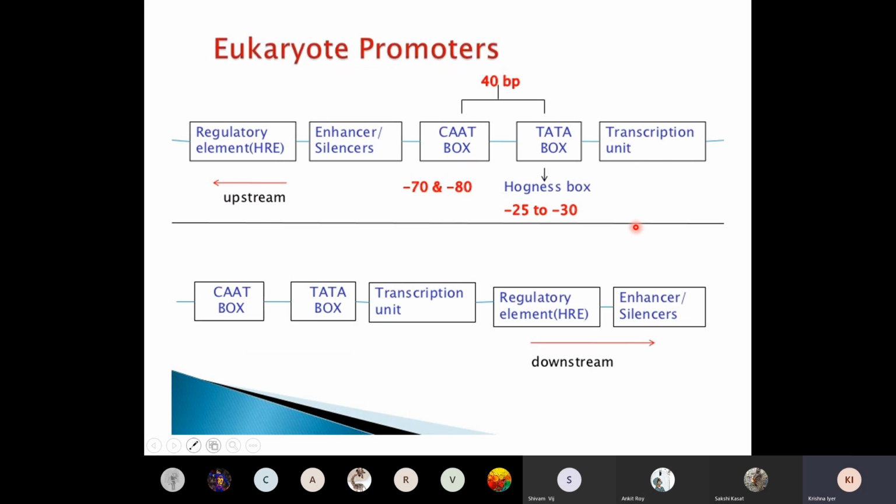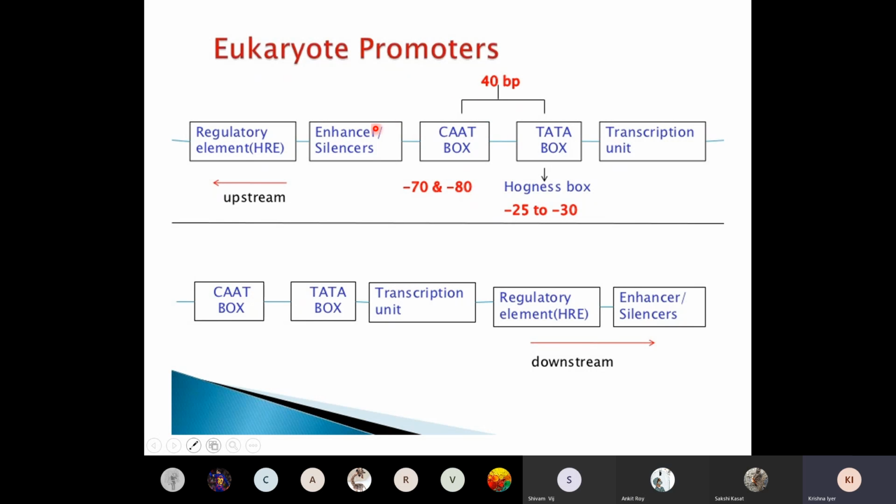The promoters which are present are located slightly differently than what you see for prokaryotes. If you remember prokaryotes, we talked about the Tata box, also called the Pribnow box. And where was that present? Which region? -10. Then we also talked about TTGACA, -35. It was -35.